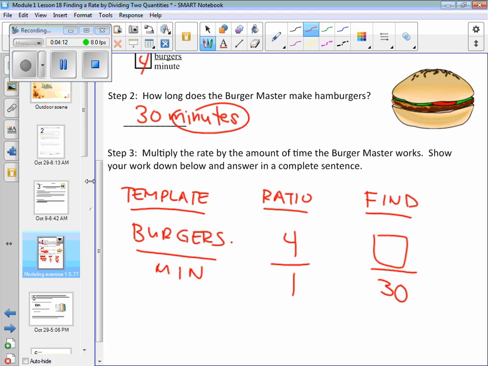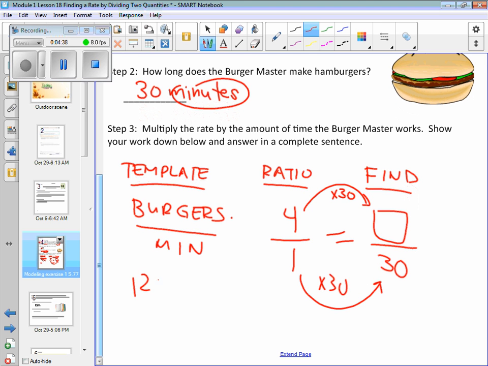So now, hopefully, now that you can see, these ratios are supposed to be equivalent. So you're looking at the relationship between the 1 and the 30. You realize you've got to multiply by how much, Jay? Whatever you do to the bottom quantity, you're going to do to the top. And what's 4 times 30? Jay. And we're going to put that in a sentence. 120 burgers are made in 30 minutes.